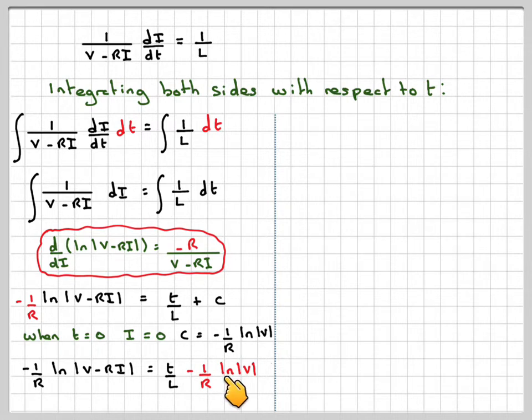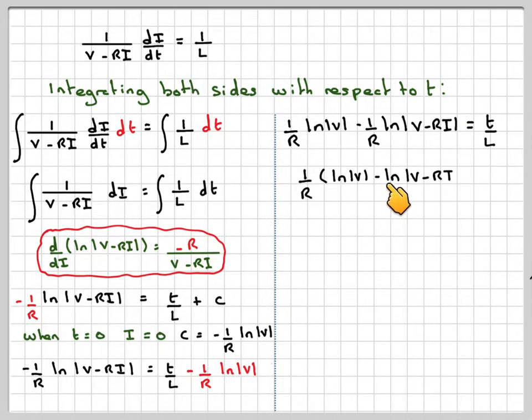Right, we notice here and here we have the same thing, so a good idea is to take this over to this side. So we get 1 over R, which makes it positive as well, ln of V minus 1 over R ln of V minus Ri is equal to t over L, with a common factor of 1 over R. So we've got 1 over R times ln of V minus ln of V minus Ri is equal to t over L. If we now move this up here, we get ln of V minus ln of V minus Ri is equal to Rt over L.